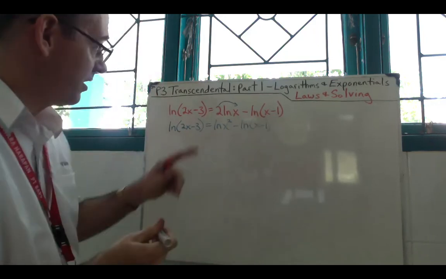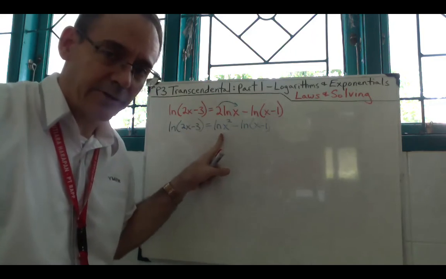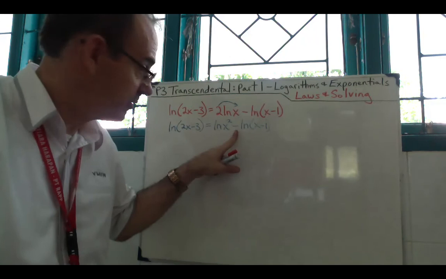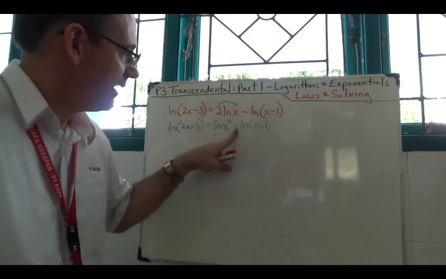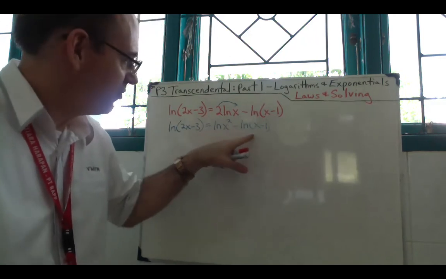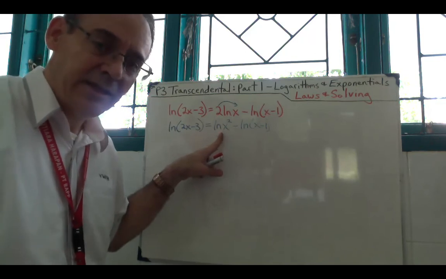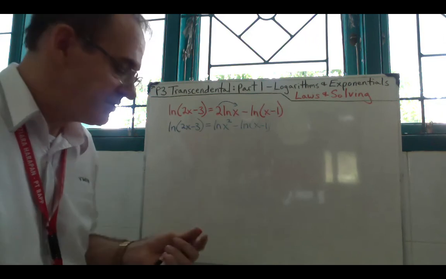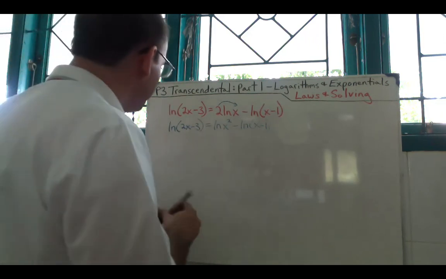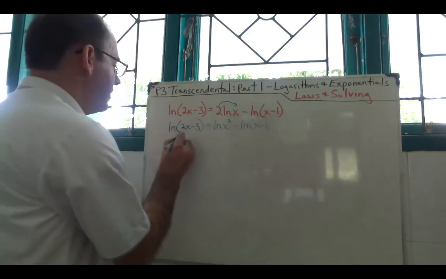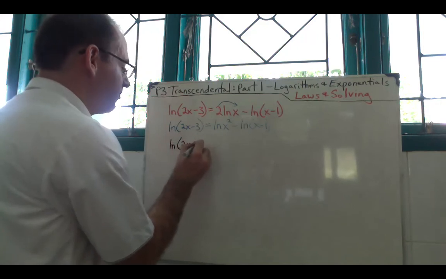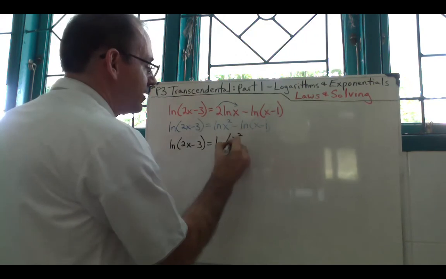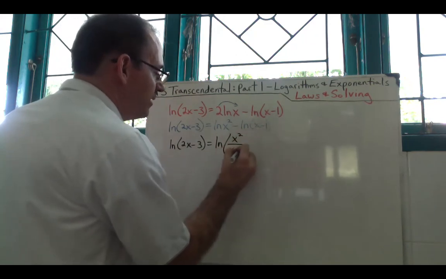Okay, so this was the third law of logarithms. Now we want to use the second law of logarithms. When you have a subtraction, that means you can condense it into one logarithm where your argument is in the division form. So this becomes ln of (2x - 3) equals ln of x squared divided by (x - 1).